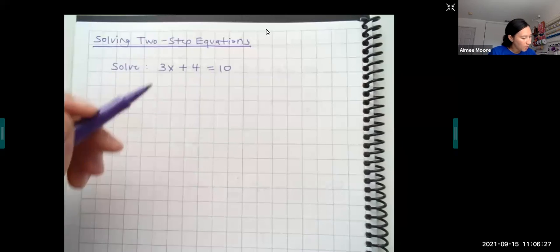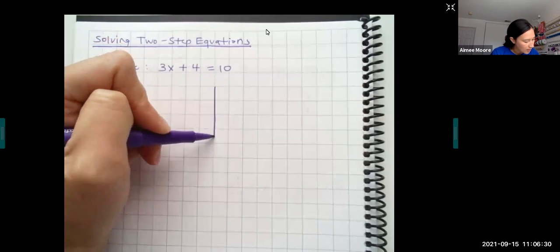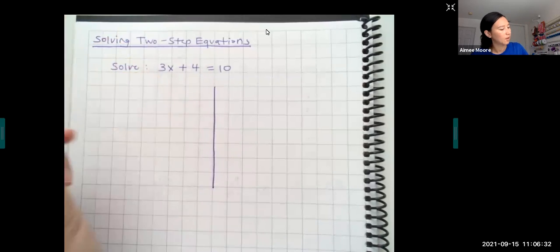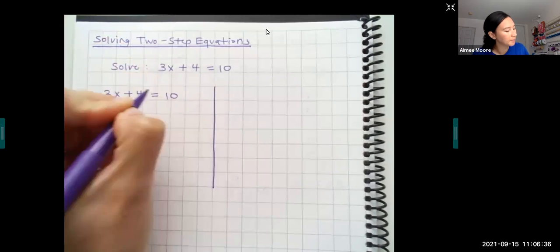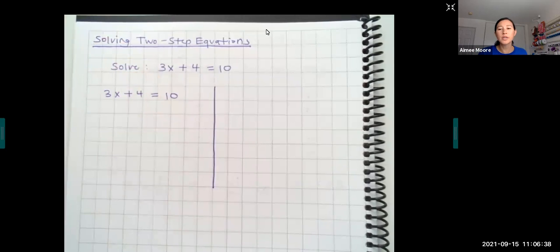All right, and then we're going to do a little line kind of down the middle. And we have 3x plus 4 equals 10. So we're going to be using the inverse operations. The inverse of adding, if we want to undo adding, is subtracting. The inverse of multiplying, if we want to undo multiplication, we divide, and vice versa. If we're dividing and we want to undo division, we multiply.